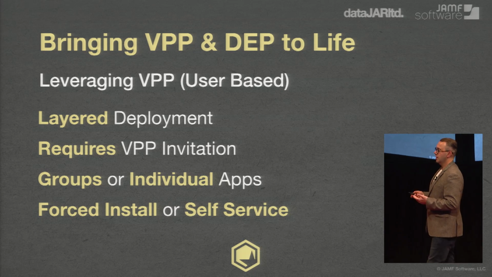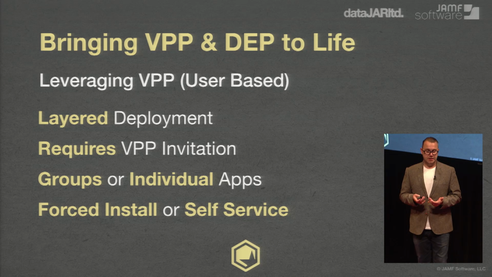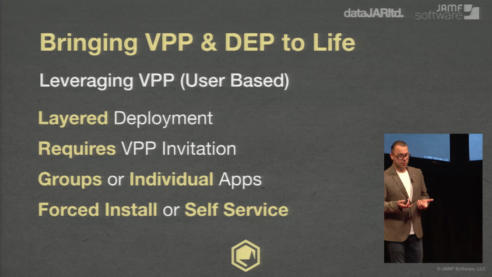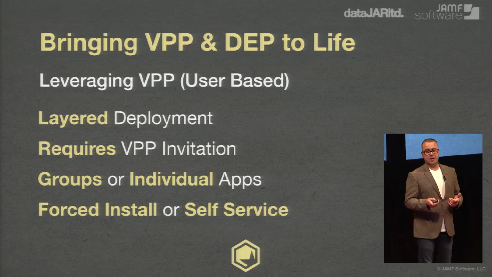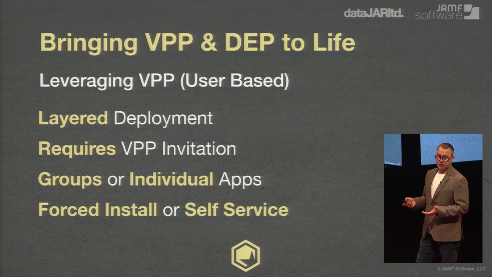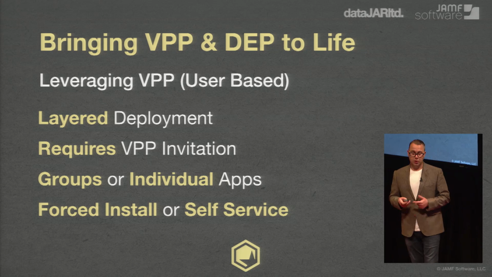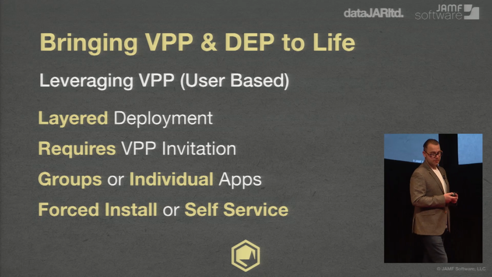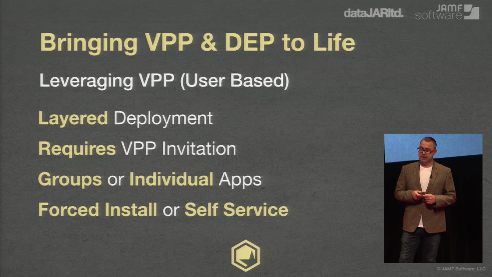So you could perhaps push out your base set of apps to an iOS device, say iLife as an example, using device-based. And then if they are in a particular department or they're doing a particular course, they will then get the apps down based on who they are and what group they're in within your directory service. You're going to need, obviously, a VPP invitation to make this happen.